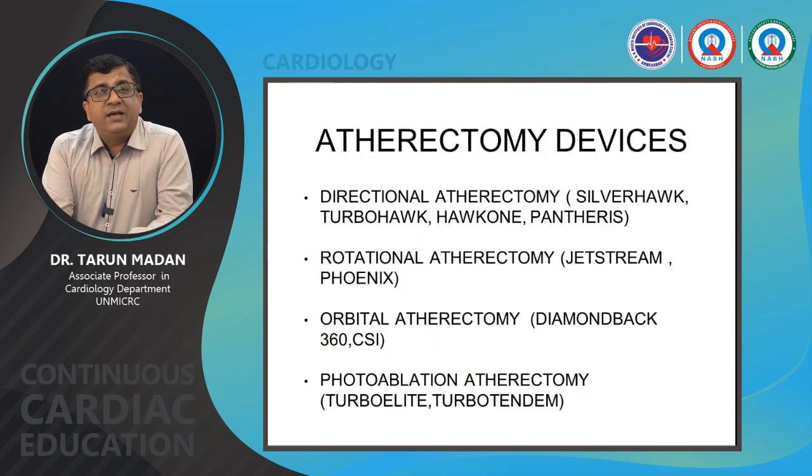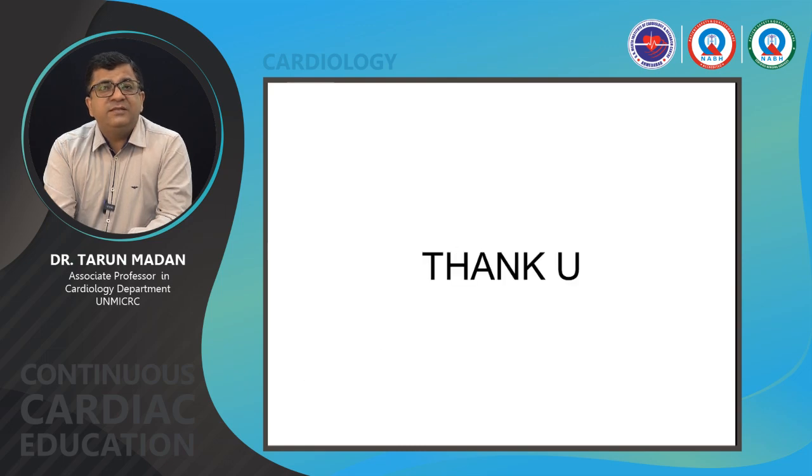We have some atherectomy devices for rare interventions when routine balloon angioplasty is not feasible: directional atherectomy such as SilverHawk, TurboHawk, Pantheris; rotational atherectomy such as JetStream or Phoenix; orbital atherectomy such as Diamondback 360 or the CSI orbital atherectomy catheter. In some cases, we can use photoablation atherectomy like Turbo Elite or Turbo Tandem. So these are the different kinds of intervention which I have discussed with you.